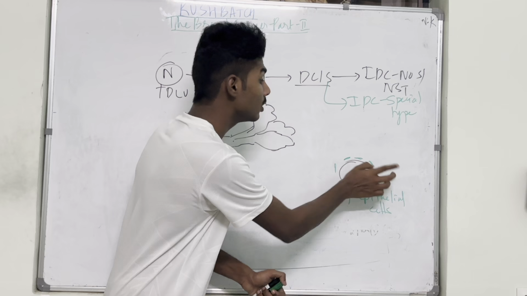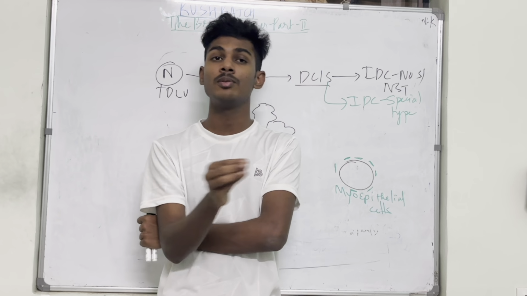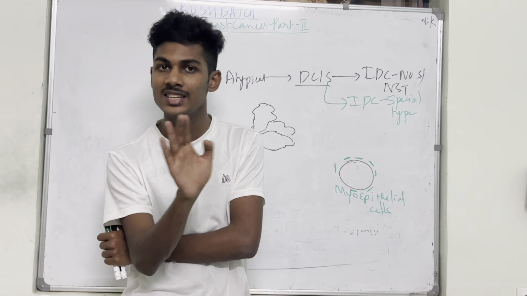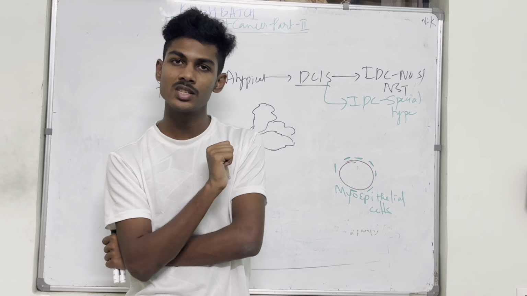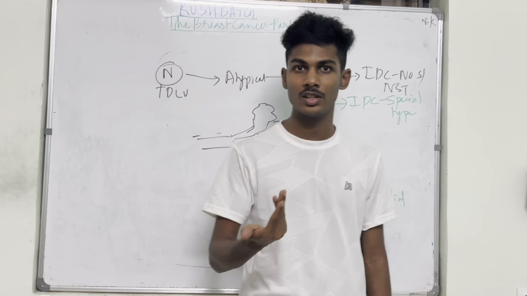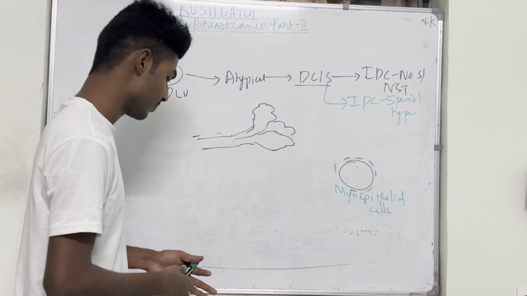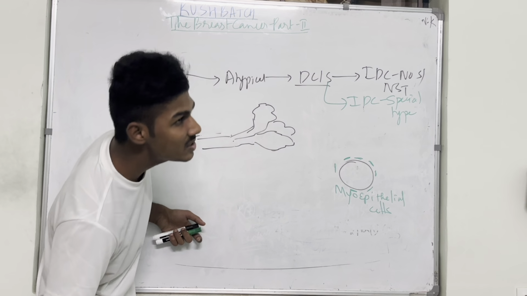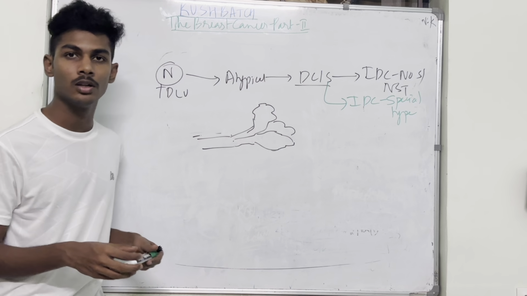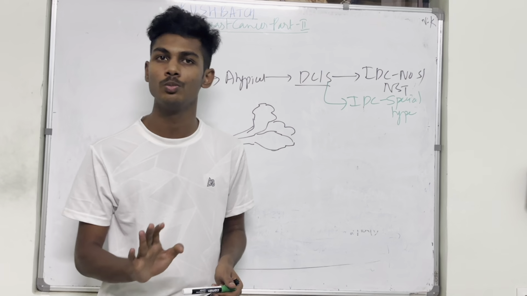Now if it crosses the myoepithelial cell and the myoepithelial cells are lost, can I say that the cancer has metastasized? So this is one of the clues which I can find, whether the cancer has metastasized or not. First of all, now what is DCIS? DCIS is nothing but just clonal proliferation of tumor cells.